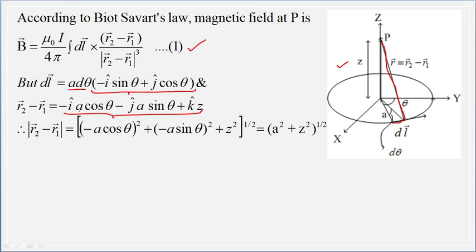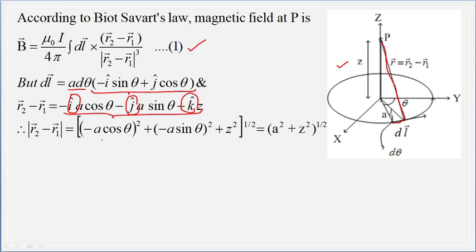So in this case, the multiple of i cap is minus a cos theta, so minus a cos theta square. Then the multiple of j cap is minus a sin theta, so minus a sin theta square, plus the multiple of k cap is z, so z square, and root of that. Because for a position vector, xi cap plus yj cap plus zk cap, the magnitude is square root of x square plus y square plus z square. That is how we have written it here. So we use our previous knowledge of how to get the magnitude of the position vector.